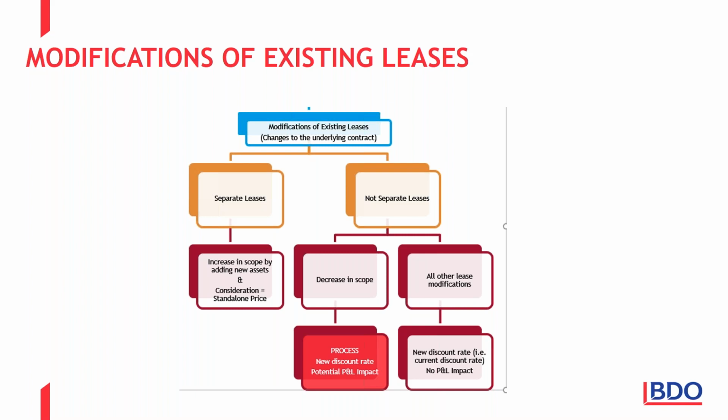Also, if there's a decrease in the scope, so if we currently lease level 18 and now we're only going to lease half of level 18, a decrease in the scope, you have to update your discount rate, and there's a potential P&L impact. So it has to be an increase in scope, and you're paying market values in order to keep it as a separate lease. And it's not because it's legally a separate lease. It's not because the substance is a separate lease. It's just to make it easier, and therefore more like a practical expedient.